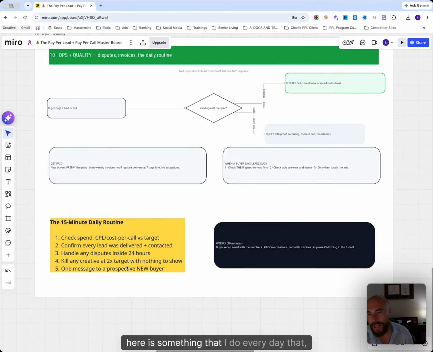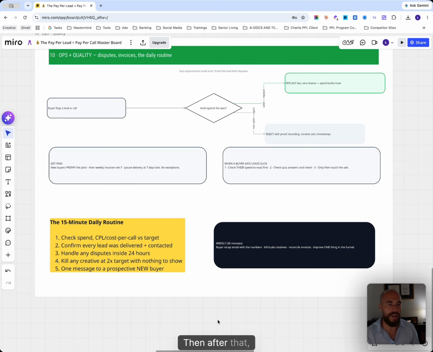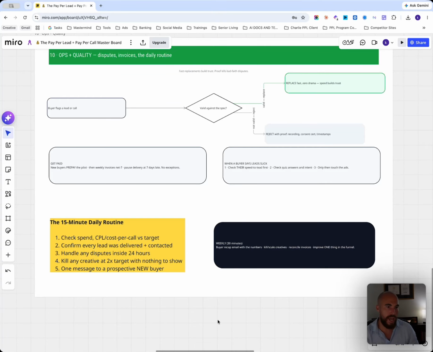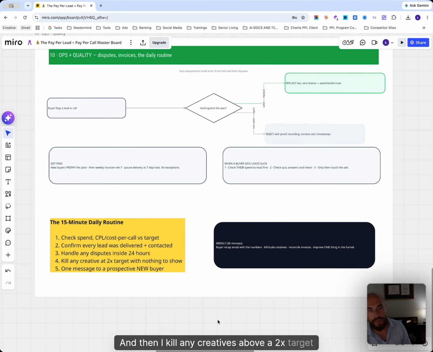Okay, here is something that I do every day that will certainly help you. First is my 15-minute daily routine. The first thing I do when I wake up is check my spend, and I check my CPL or my cost per call versus the target. Then I confirm that every lead was delivered and contacted. Then I handle any disputes we've had within 24 hours. And then I kill any creatives above a 2x target, or not a target ROAS, could be a target CPL or CPC, with nothing to show. And then you just send one message to a prospective new buyer. If you can do that every day, you will be successful in this industry.